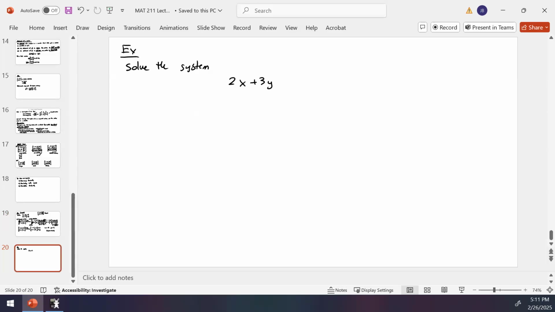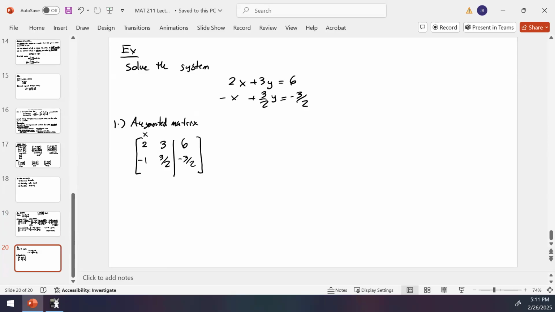2x plus 3y equals 6, and -x plus 3/2 y equals -3/2. Okay. Fractions are very scary with these, but you could always kind of get around them. So step 1, augmented matrix. So 2, 3, equal sign, 6, -1, 3/2, -3/2. This is your x, this is your y.